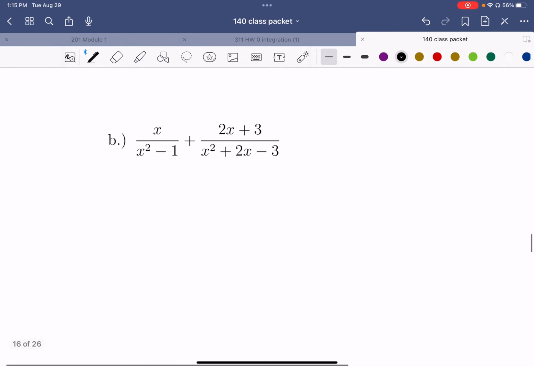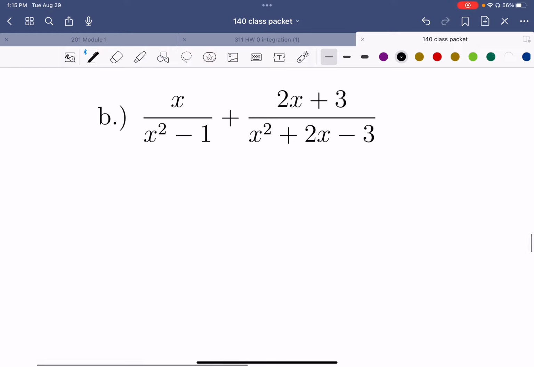Moving on to letter B. Here we've got one where we are adding two fractions, and so we need to get common denominators. So before we do that, let's go ahead and factor. So we're factoring the denominators. The x on top can't be factored. On the bottom, we've got a difference of 2 squares. So that's going to give us x plus 1 and x minus 1.